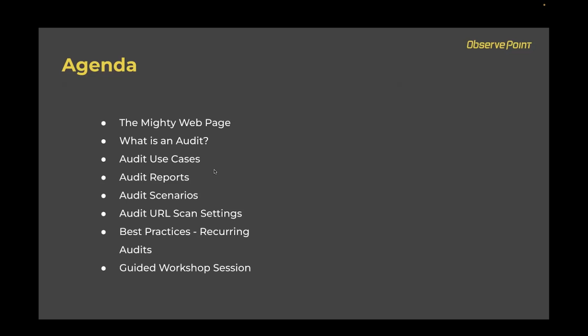So the agenda today is we wanted to go over the mighty web page, basically what happens when a web page loads, and then very basic, what is an audit? How do we define an audit? Audit use cases, going through the audit reports straight from once you get into ObservePoint through the interface and how to interpret those reports. The different scenarios you can set up for audits, because there are different use cases, whether that's for privacy and compliance, validation, or overall tag monitoring and tag validation. And then we'll talk about recurring audits, and then we'll do a guided workshop session at the end.